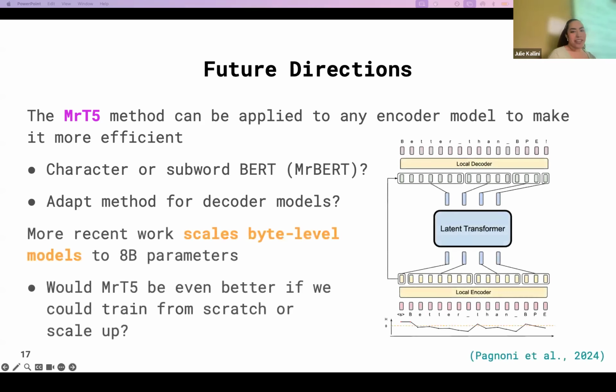And I think it's worth mentioning other recent work. This model is from Meta. It's called the Byte-latent transformer. It came out last December. And here they scaled up byte-level models to 8 billion parameters. And it would be great to see if alternative architectures like MrT5 would scale up, or how they could be even better if we could scale them up or train from scratch. Especially, for instance, a method similar to MrT5 could be put somewhere in the local encoder part of the byte-latent transformer.